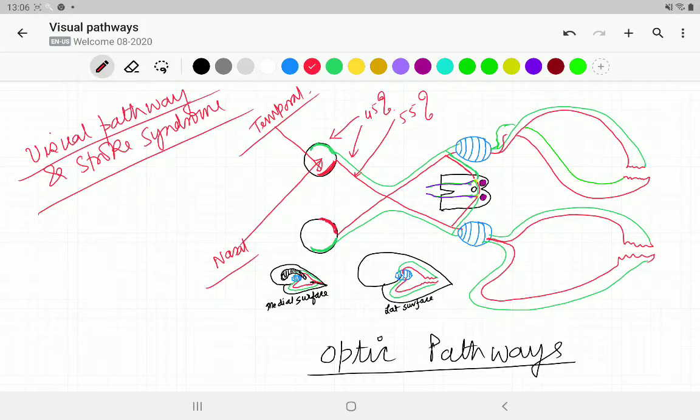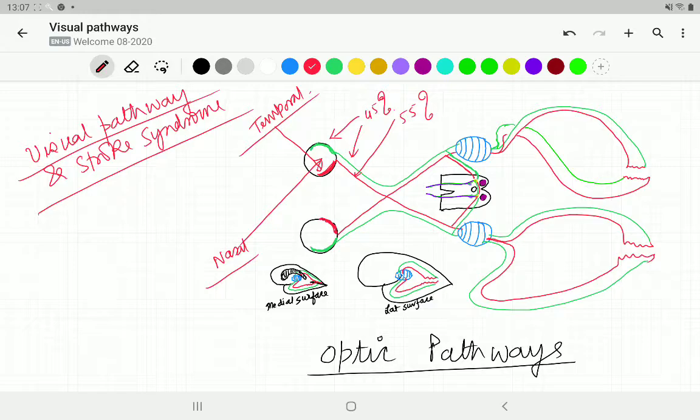45% is carried by those coming from the temporal side, and 55% is carried by those coming from the nasal side. So nasal has got more contribution in carrying the message. So this is important to understand when we discuss the pathway, especially the light reflex. Why do we get relative afferent pupillary defect in case of optic tract involvement, and which side would be dilated compared to the other? If we know this information, that would be useful.